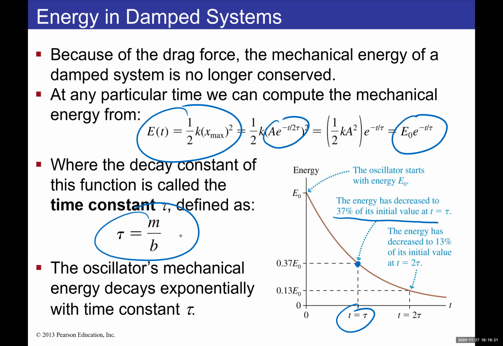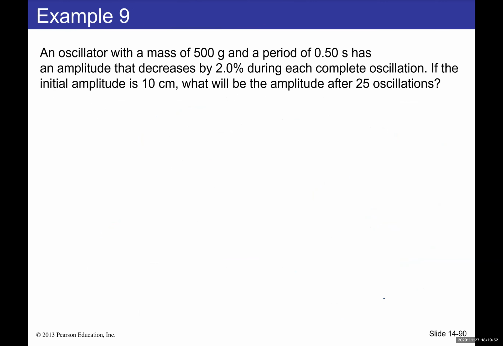So the oscillator's mechanical energy decays exponentially with this time constant tau. That means at t equals 2 tau, you have only 13% of the original energy, so 87% of the energy is gone. So at time tau, 63% is gone; at 2 tau, 87% is gone. It gives you a way of calculating the amount of energy that you have left. All right, so let's look at this example.